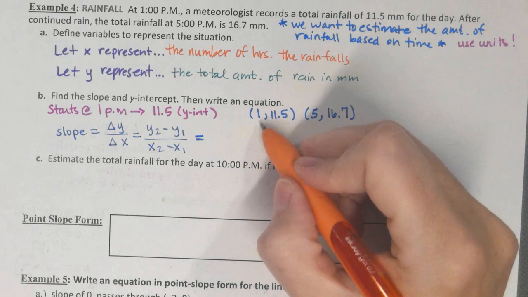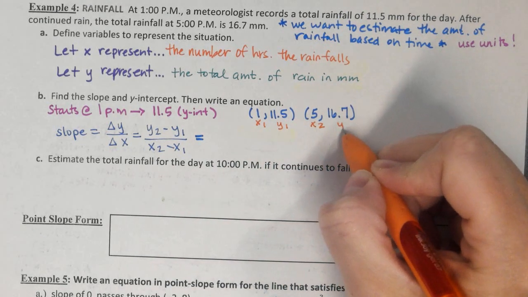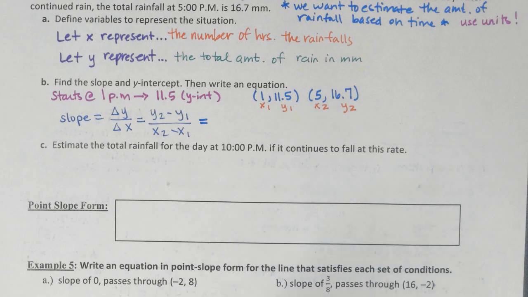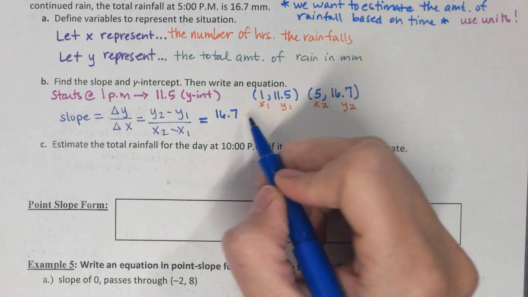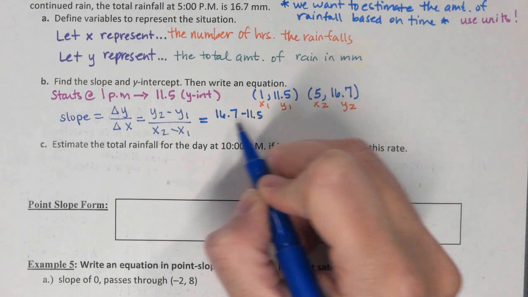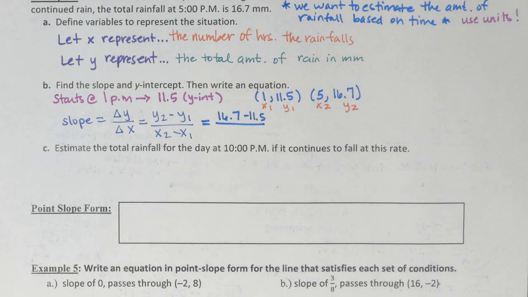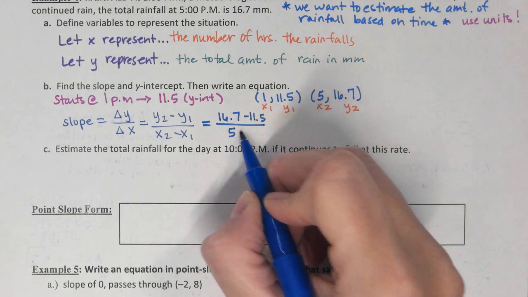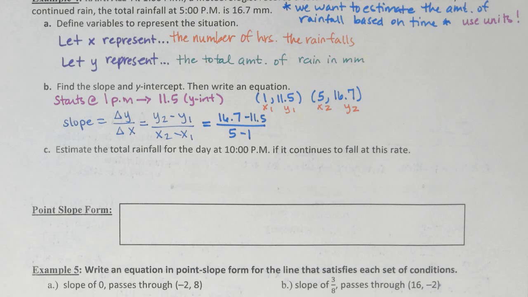And it really doesn't matter which one you use as your x1, y1. I'll just always use my first one as the x1, y1. The second one is my x2, y2. And then we're just going to plug these in. So 16.7 minus 11.5 over 5 minus 1. Okay, so I want you guys to calculate the slope.